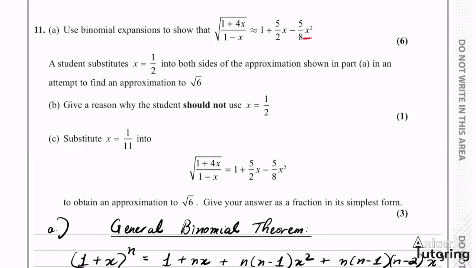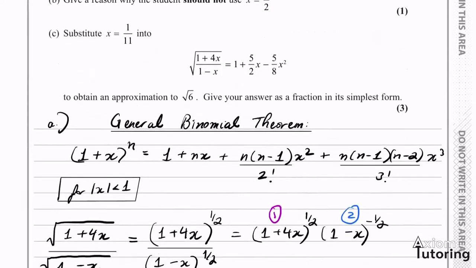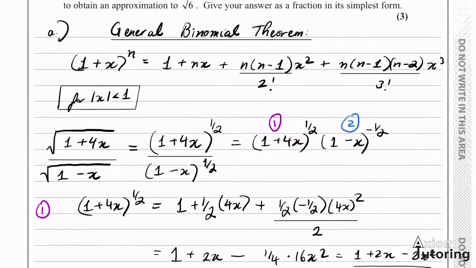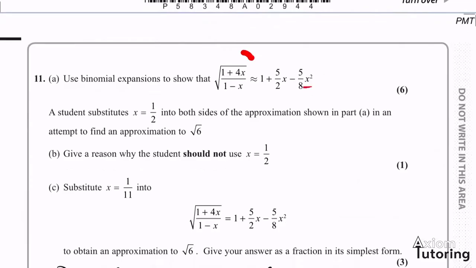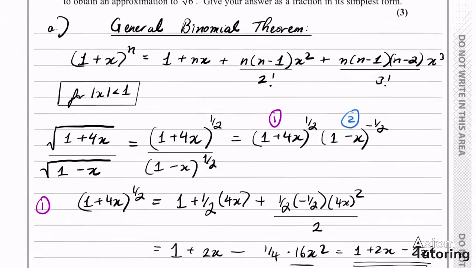So let's have a think about that and refer back to how we rewrote the expression in part A. So this was the expression we were given, but we rewrote it slightly here. And the form that we could apply our general binomial theorem to is this form here. If we have a look at that, we can see that for the general binomial theorem of 1 plus x to the power of n, this is valid for modulus of x less than 1.